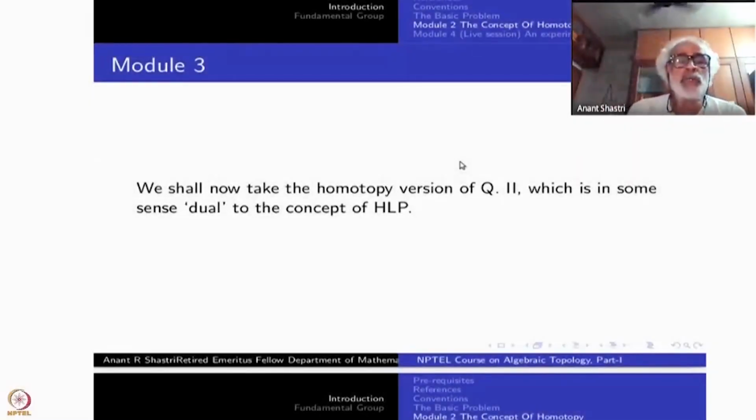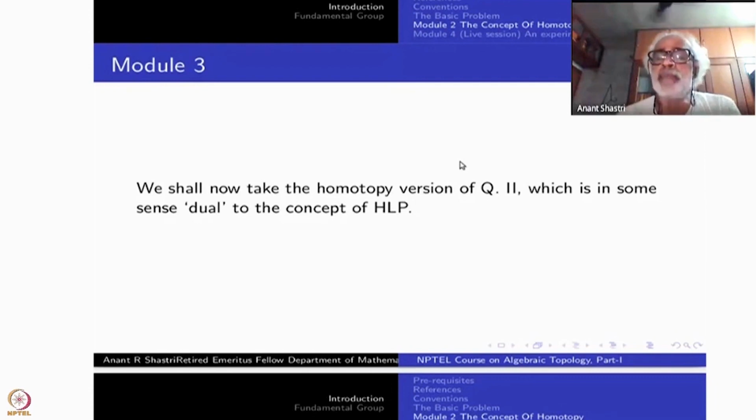So in the last module, we discussed what is the meaning of homotopy and the homotopy version of the lifting problem. A lifting data implies the lifting problem means the map has lifting property. If the map has lifting property with every space, such a map is called a Hurewicz fibration. This much we had done.